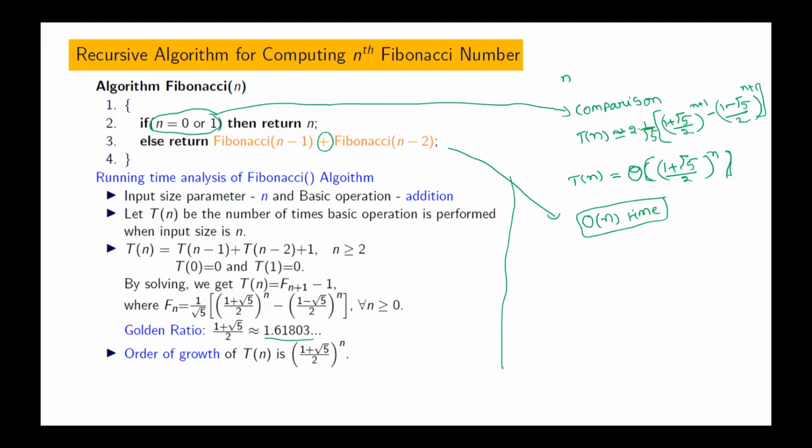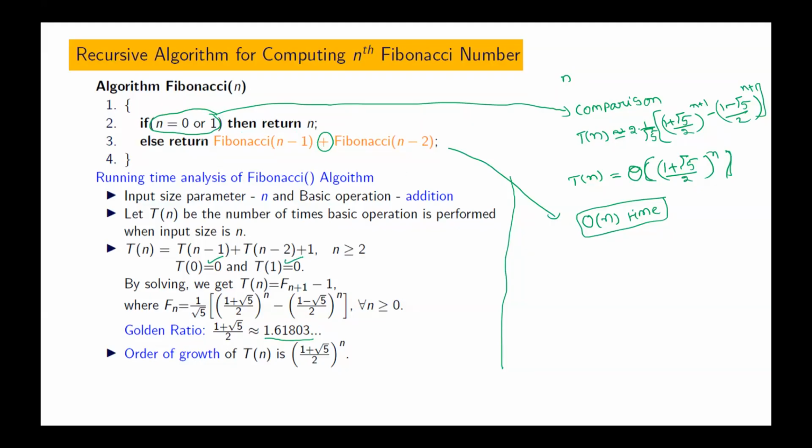Same, no? N equal to 0 means how many times addition is performed? If n equal to 0, how many times is addition performed? 0 times, no? That's why T of 0 is 0. Is that correct? If n equal to 1, is this else part executed? No, that means no additions at all. So what is the value of T of 1 when this addition is considered? That is also 0.